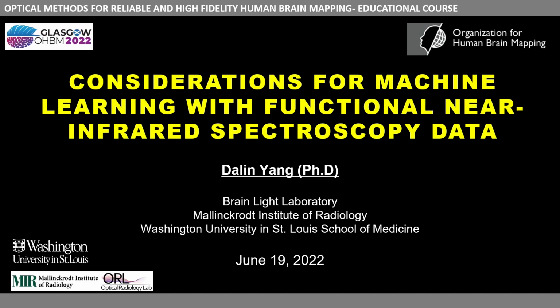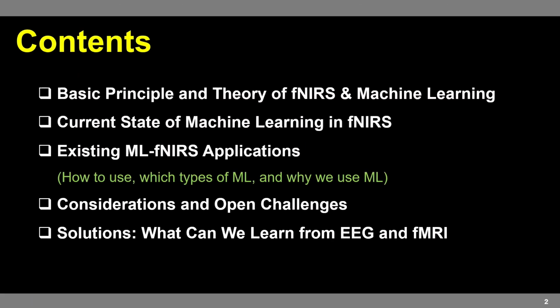So in my session, I'm going to discuss the considerations for machine learning with functional near-infrared spectroscopy data. Firstly, we will introduce the principle and theory of fNIRS and machine learning, and also discuss the current state of machine learning in fNIRS, and describe existing machine learning fNIRS applications. In the last two parts, we will discuss the considerations and open challenges, and also the solutions, what we can learn from EEG and fMRI.